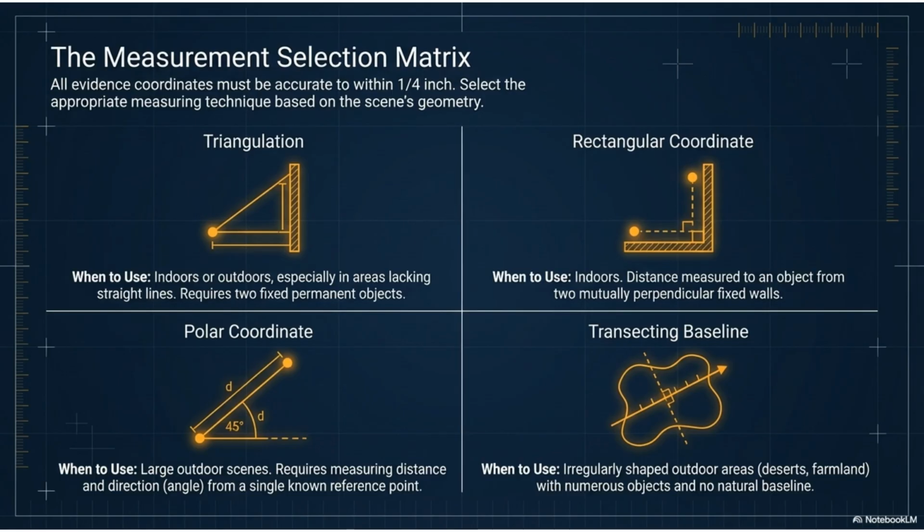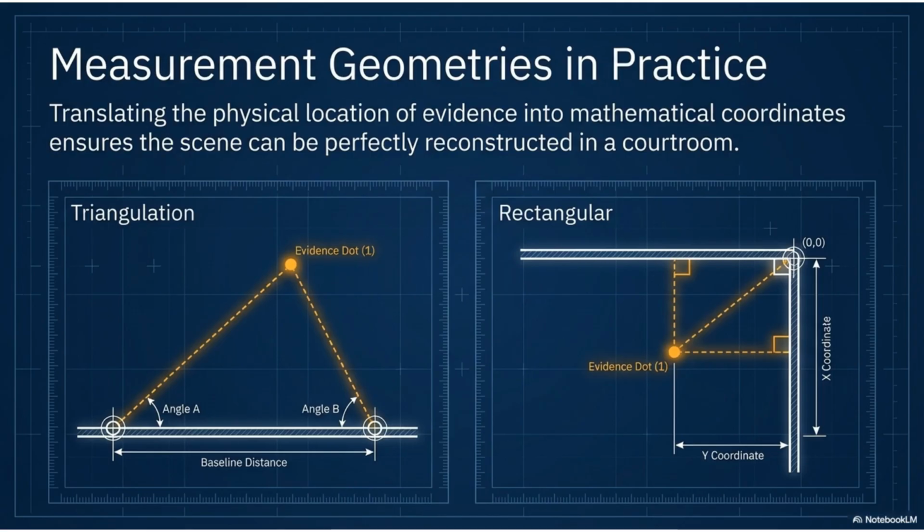Select the appropriate measuring technique based on the scene's geometry: triangulation, rectangular coordinate, polar coordinate, or transecting baseline. Translating physical evidence location into mathematical coordinates ensures the scene can be perfectly reconstructed in a courtroom. This video shows examples of triangulation and rectangular coordinate methods.